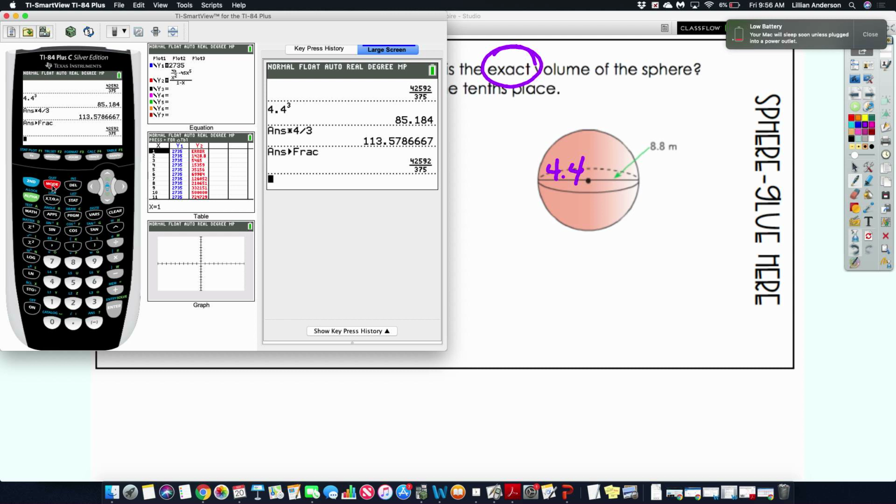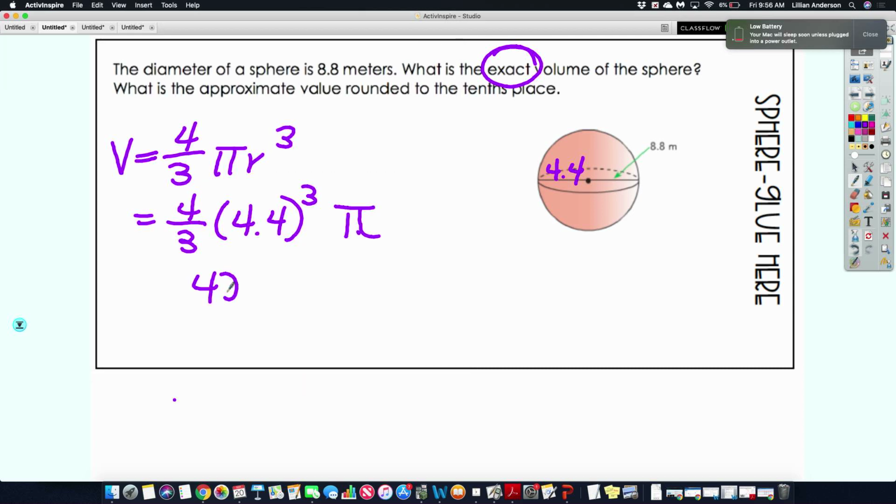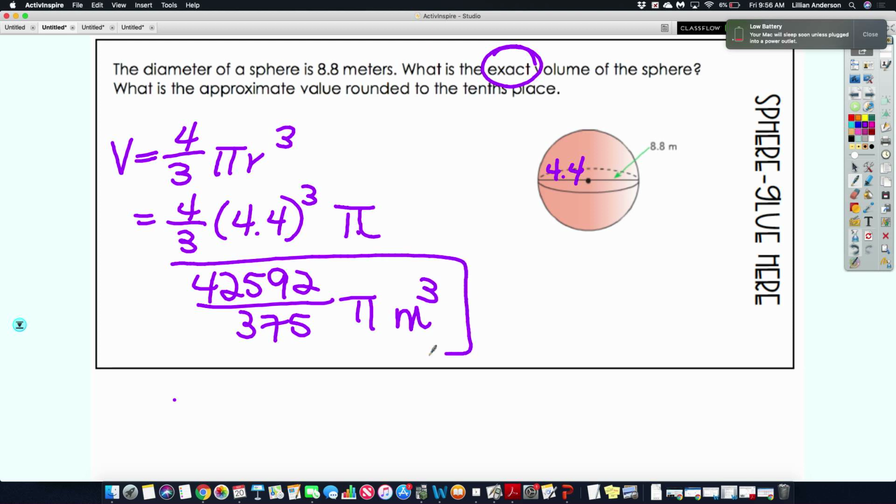All right, so we have, let's see, 42592 all over 375. 375 pi meters cubed. That is your exact volume. No rounded decimals. Fractions are always more exact. And then, of course, with the pi, if we wanted to get an approximate rounded value, which is what it's asking us to do, then we just type all that into our calculator.